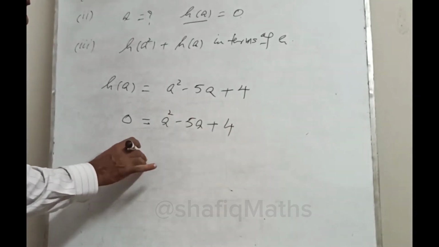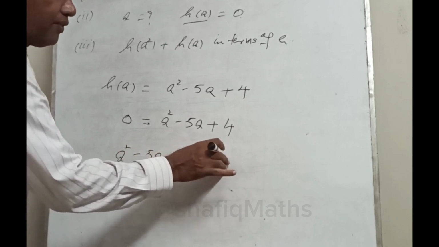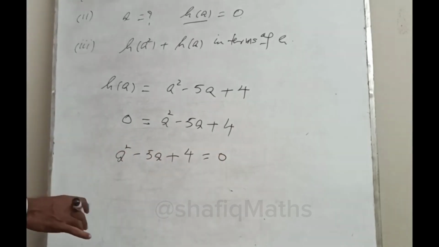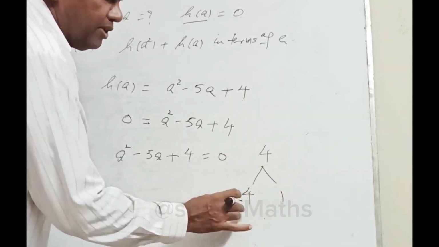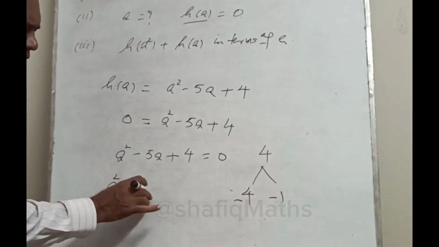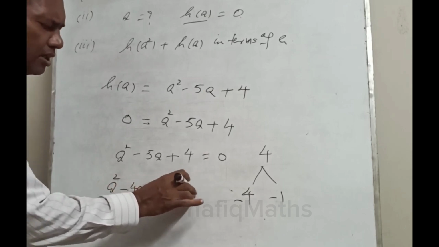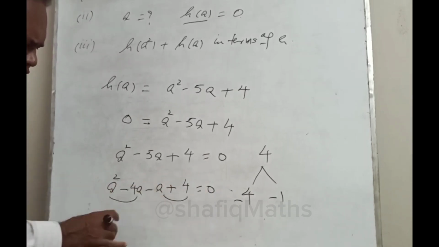And we can write this as a² − 5a + 4. Now we will make factors of this equation. 4 1s are 4, both will be of minus. So a² − 4a − a + 4 = 0. Take common from these two terms and common from these two terms.